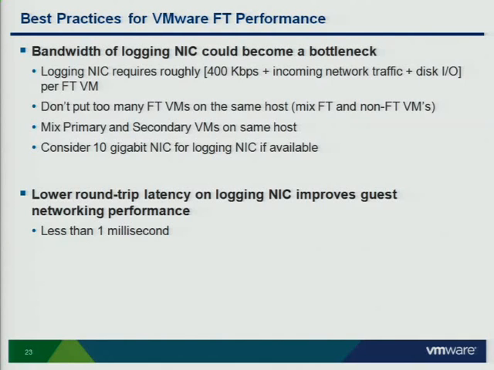To follow on that, don't put too many FT VMs on the same host. So our recommendation is that with a 1 gigabit per second FT logging network, don't put more than 4 FT VMs on any given host. And if you put 4 on a host, make sure to mix them, two primaries and 2 secondaries. Mix the primaries and secondaries because most of the traffic is unidirectional, going from the primary to the secondary. So to make it more balanced and more bidirectional, you just want to mix up your primaries and secondaries in the same host. And definitely consider a 10 gigabit logging network if available. Then you'll be able to increase the number of FT VMs on the host.